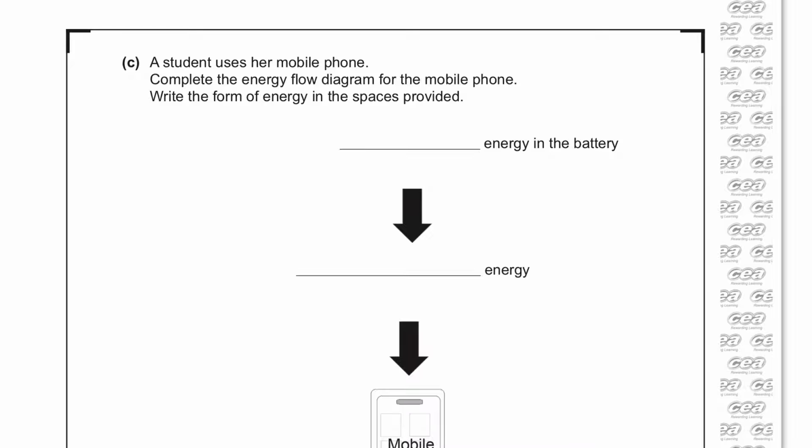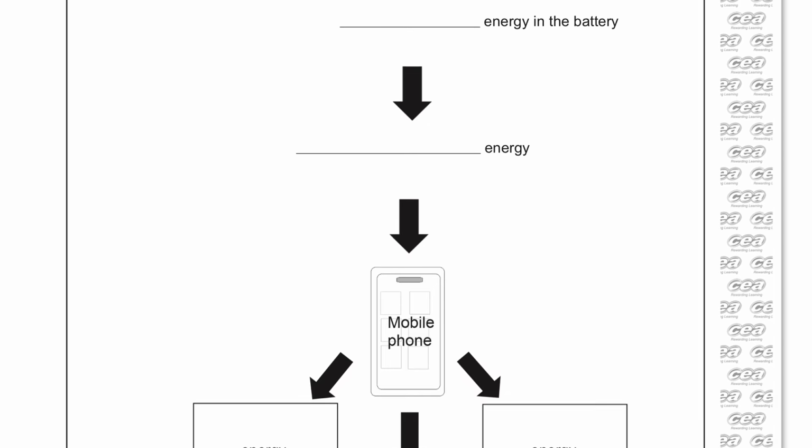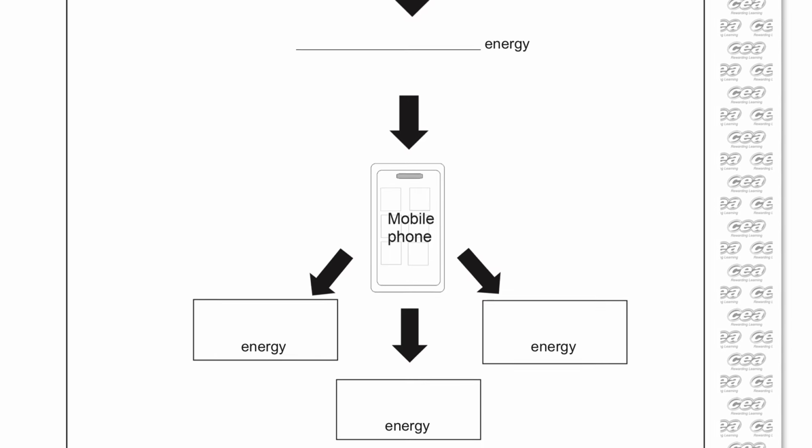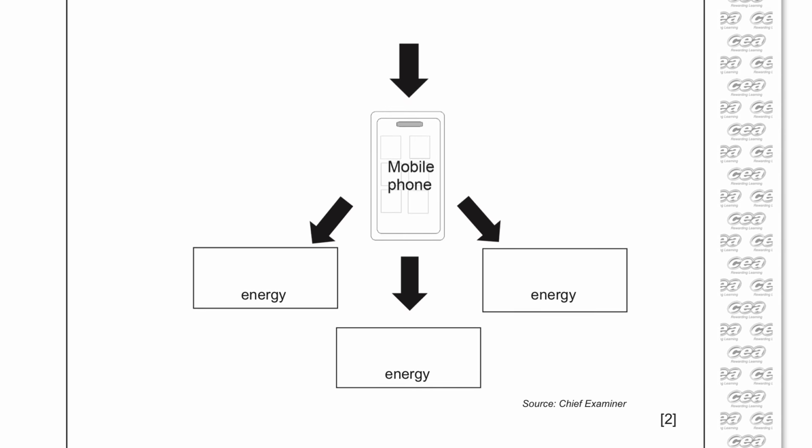A student uses her mobile phone. Complete the energy flow diagram for the mobile phone. Write the form of energy in the spaces provided. So we've got obviously chemical energy in the battery, that gets converted to electrical, and then the electrical coming out of the battery, the phone turns that into, well, the screen will light up, the phone will make a sound, and any electrical device will make heat.